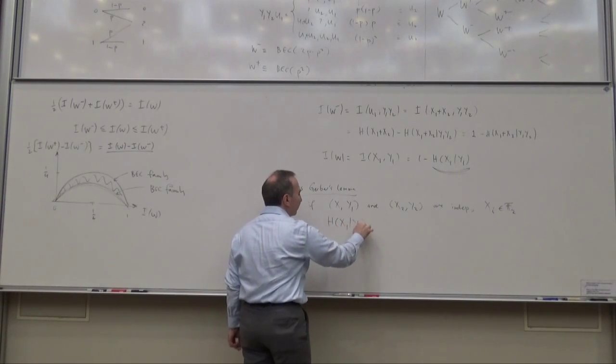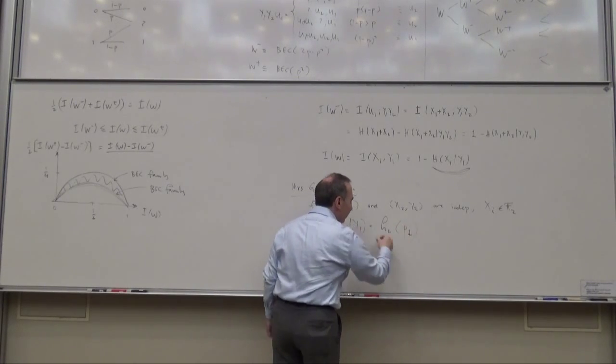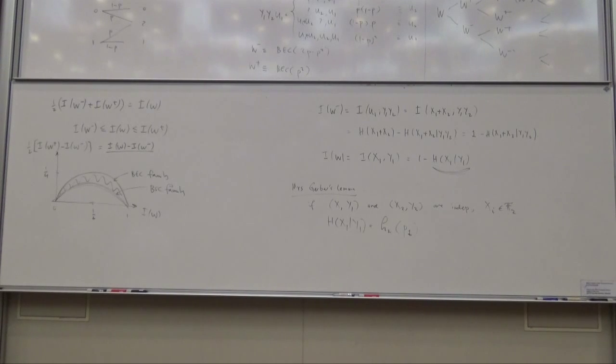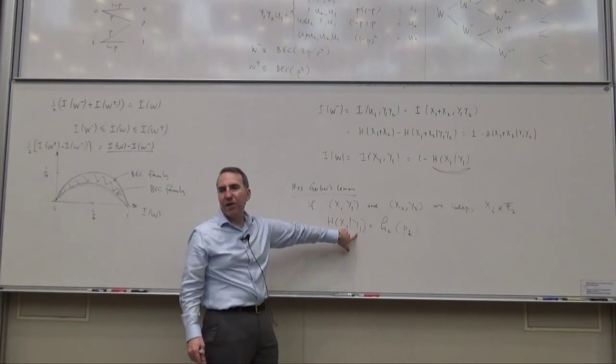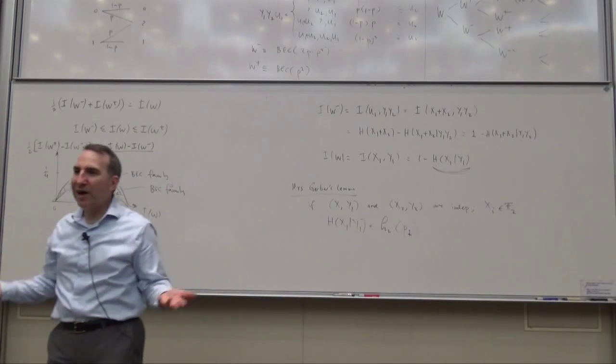x1 given y1. Suppose I call this value, there's a number between 0 and 1, right? Because since x1 is binary, entropy of x1 is at most 1. Conditioning can only reduce entropy. So this is a number between 0 and 1. Any number between 0 and 1 I can express as the binary entropy function of some value.